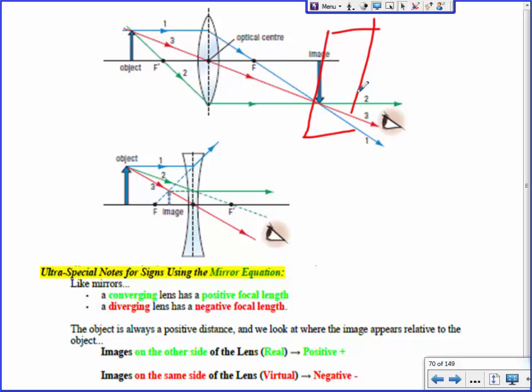Fair enough? However, with a diverging lens right here, see how the light is scattering in all sorts of different directions? Still useful, but a different perspective. If I look back through the lens, I would be looking at this object, but perceiving it here. You would be looking at this object, but perceiving it here. See how there's two different uses for them? This one is a real image. This one is virtual. Okay, I'll stop there.